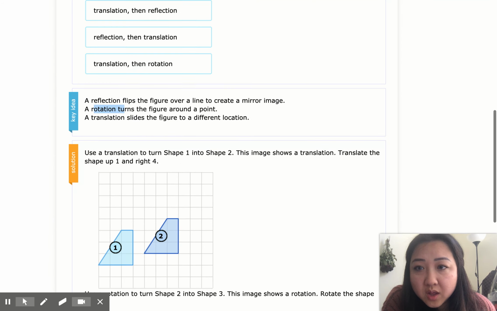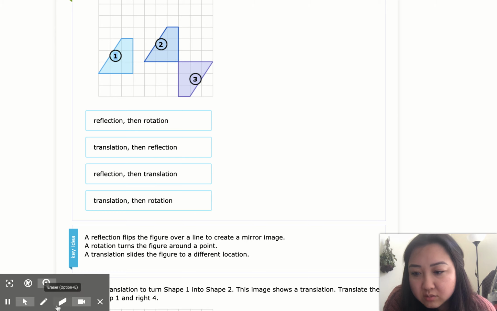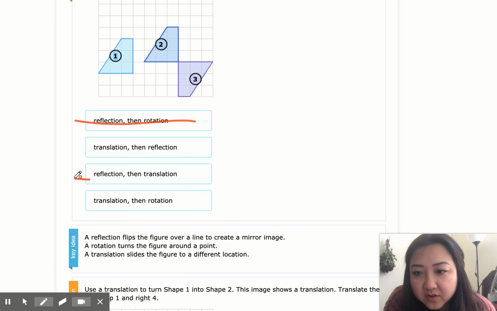And so in this image from 1 to 2, what happened? Did it reflect? Is 2 a mirror of 1? No. Is it a rotation? Did I turn it at all? No, I didn't. It's a translation. All I did was move it. I slid it over there. So I know it can't be the first one or the third one, right? So then let's look at the second and the last one.